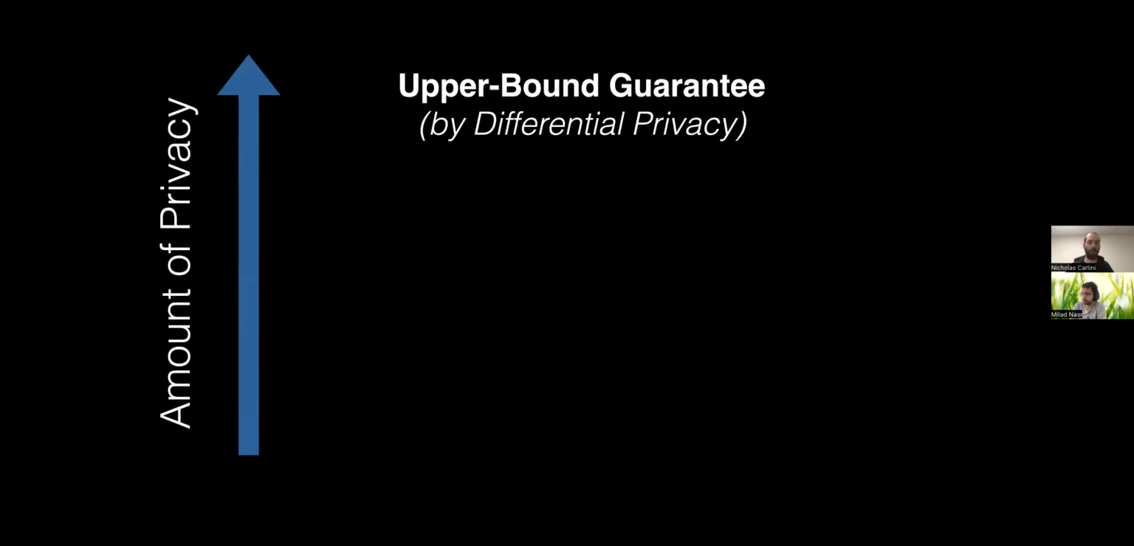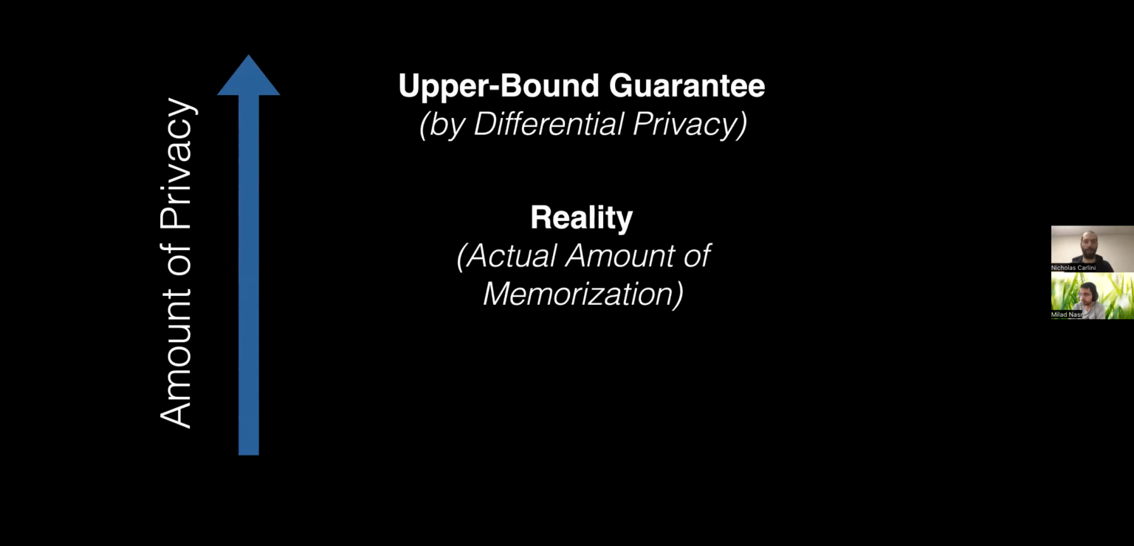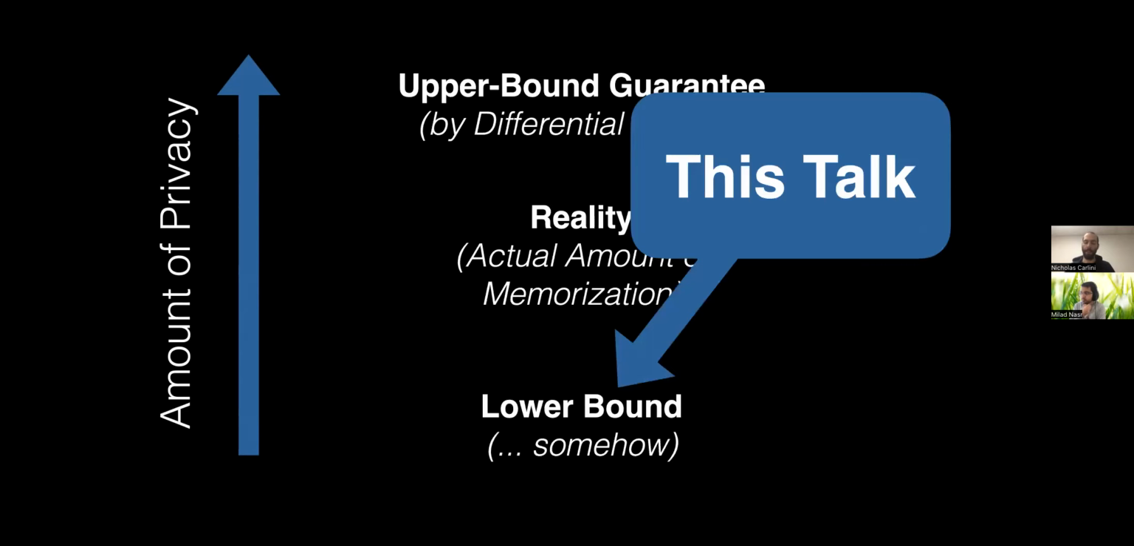Okay, and so you can imagine the amount of privacy that we have is like this: you have a training algorithm which is differentially private. There's the upper bound guarantee, where by differential privacy we know that the leakage can't be more than this because we have a proof that says it's not. We have some real amount of memorization that actually is going on in the model. Maybe we can't account for it in our analysis. The analysis techniques might not be enough, and so it's a little bit less.